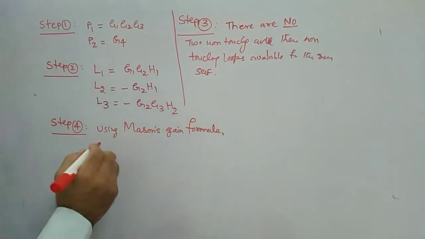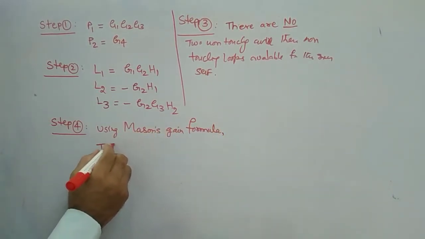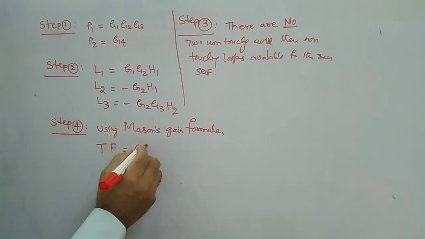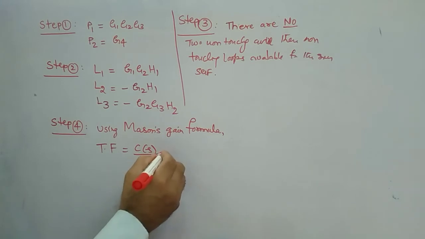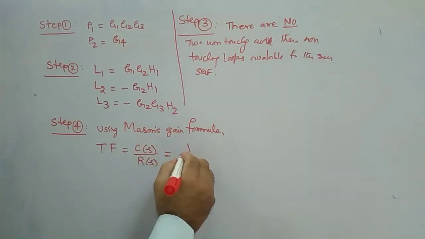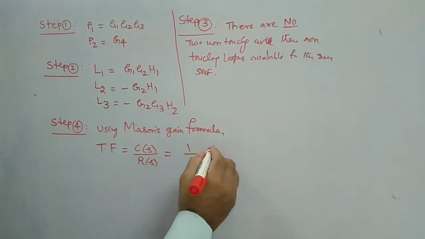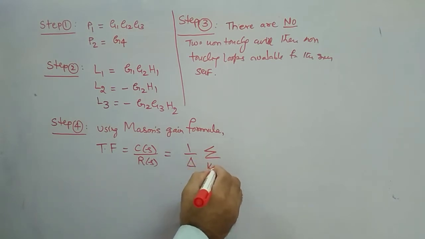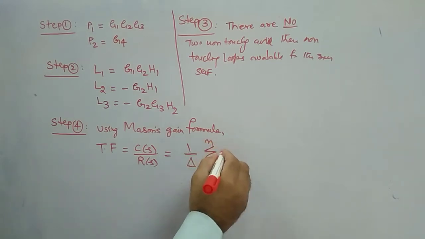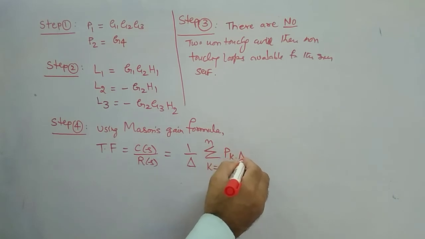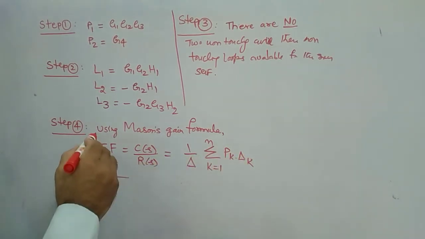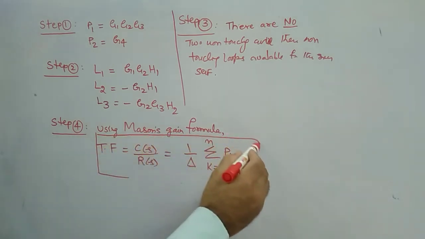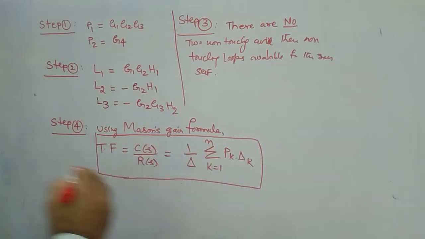Mason's gain formula: we have to find out the transfer function, TF, which is equal to C(s) by R(s), and this is equal to 1 by delta, sigma K equals 1 to N, P suffix K delta suffix K. This is Mason's gain formula.